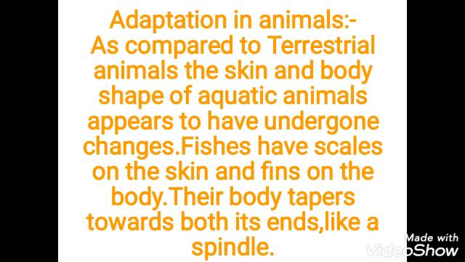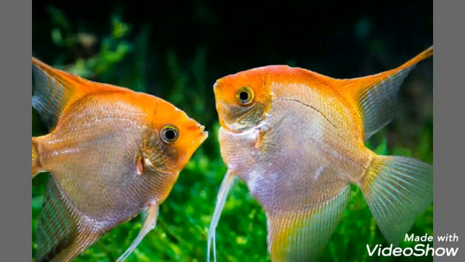Adaptation in animals. As compared to terrestrial animals, the skin and body shape of aquatic animals appear to have undergone changes. Fishes have scales on the skin and fins on the body. The body tapers towards both of its ends like a spindle.